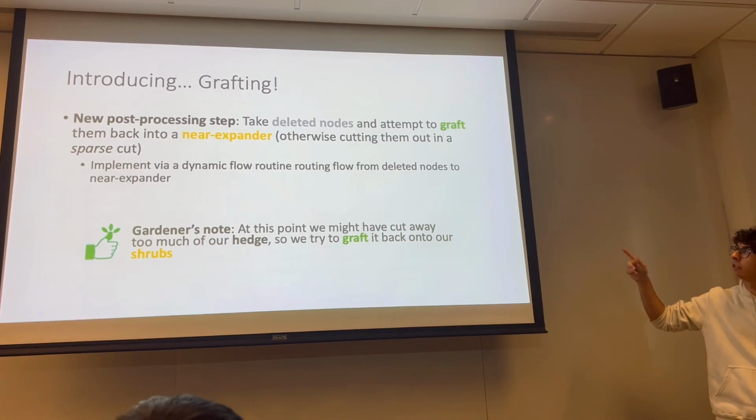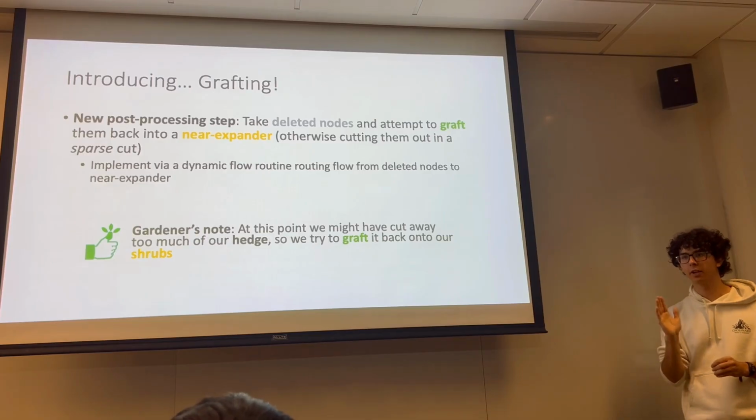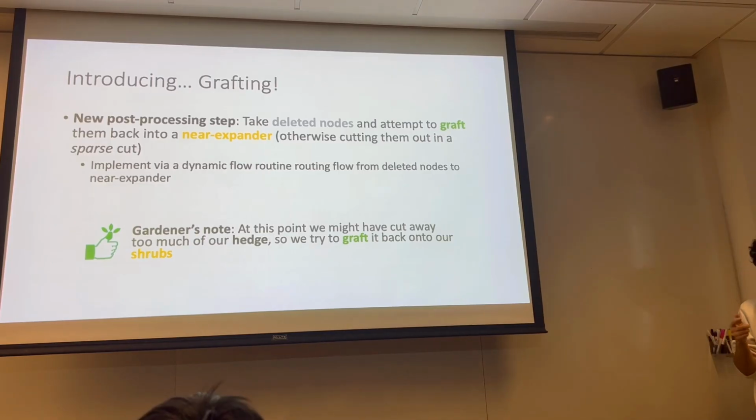If you succeed, great, they become the same near expander. If you fail, you actually cut it out in a sparse cut, so you can recurse on either side. Does that answer your question, Richard?